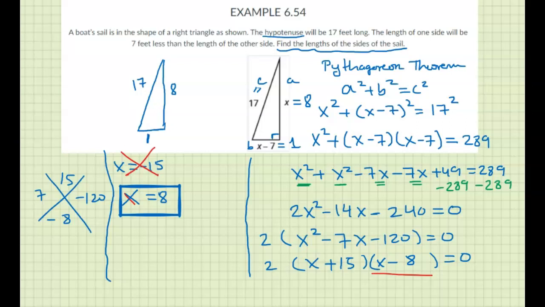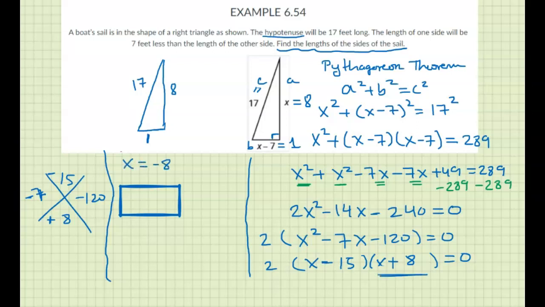Oh, it's the other way around, isn't it? It's negative 7. There you go. Getting the signs wrong. So this has to be negative 15 and that has to be 8. See? Negative sign mistakes. They're the bane of our existence. So this is minus 15 and this is plus 8. So this one does not make sense.